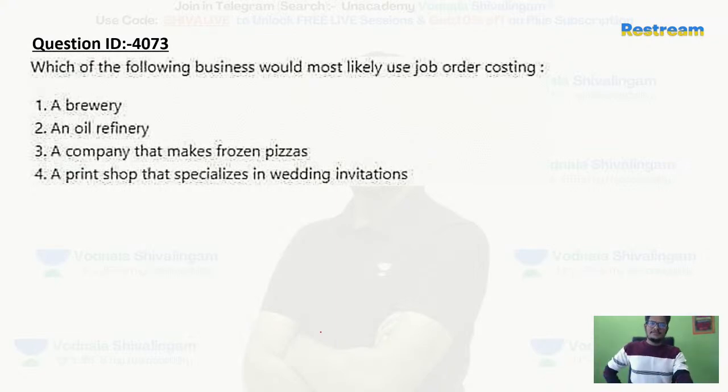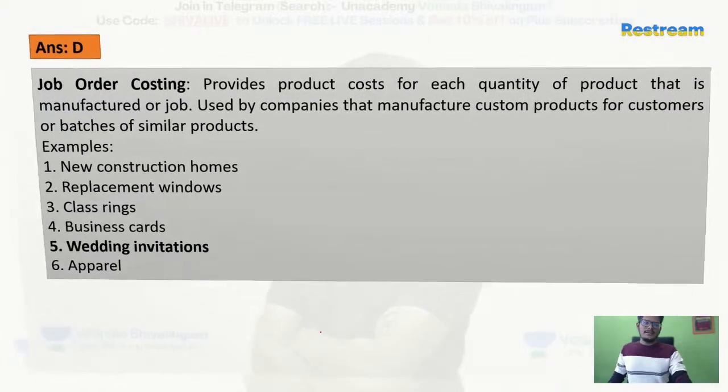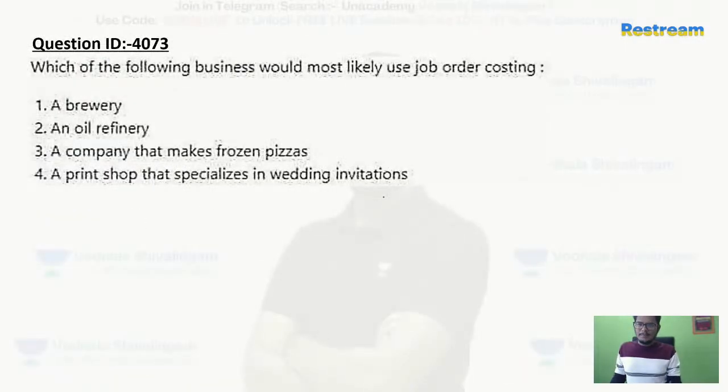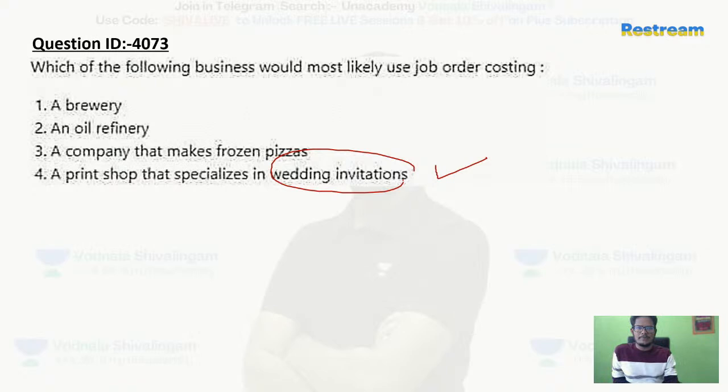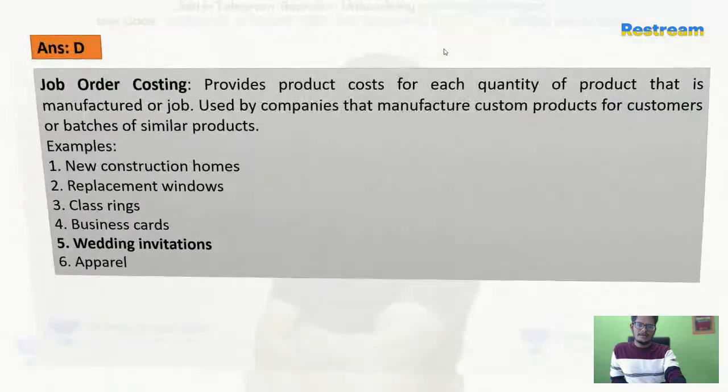Which of the following businesses would most likely use job order costing? Answer is option D, the correct answer. That is a print shop that specializes in wedding invitations. So wedding invitation means, suppose 100 wedding cards are to be printed for a particular wedding. That is one job. Another wedding means another job. Job order will be according to the requirement of that particular person. They'll take the order and they'll prepare that job.